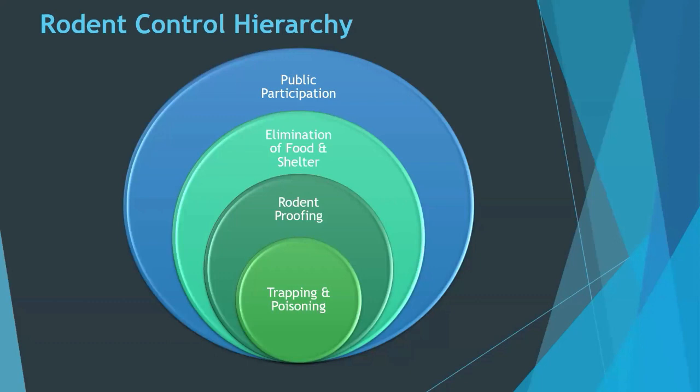Okay, so with rodent proofing, you've got the big circle here, as you can see: public participation. It's very important that your customers work with you. The guys in the different departments need to work with you. Elimination of food and shelter is a big job initially, but once you've done that, you can treat in the safest, most effective way. Rodent proofing is extremely important. And then lastly, you'll see a small part of the circle is trapping and poisoning. Remember, this is IPM. Pesticides must play a very small part in any IPM program.